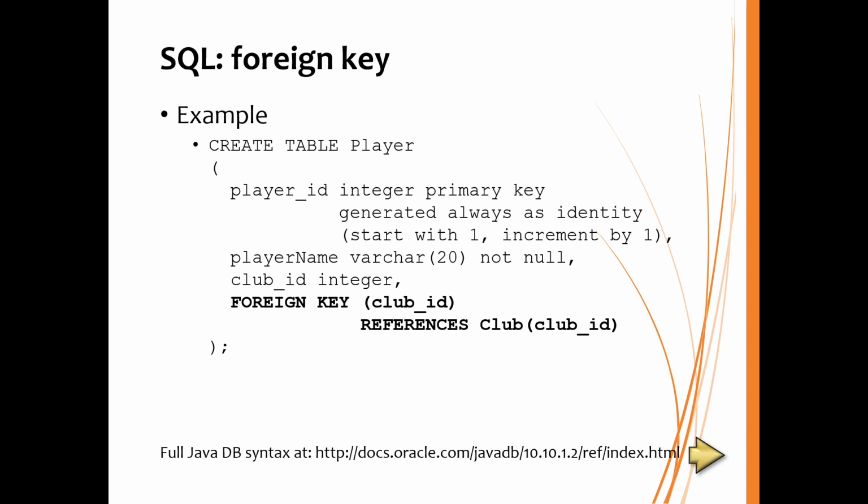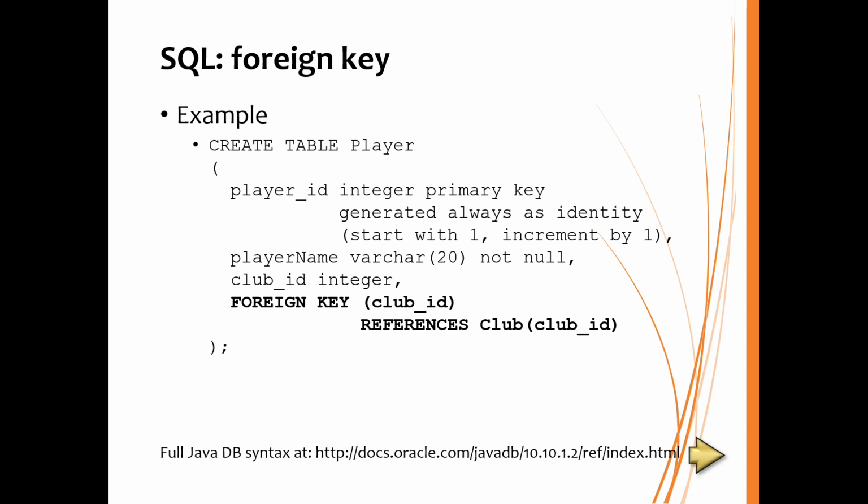And we do that by using this other constraint here, foreign key. What we have in the brackets is the column name in this table that is going to be the foreign key. And we then link it by using references and then the table name, club, followed by the column name in club. So what we've done then is said that the club ID in this table is now a foreign key that references the club ID in the club table.